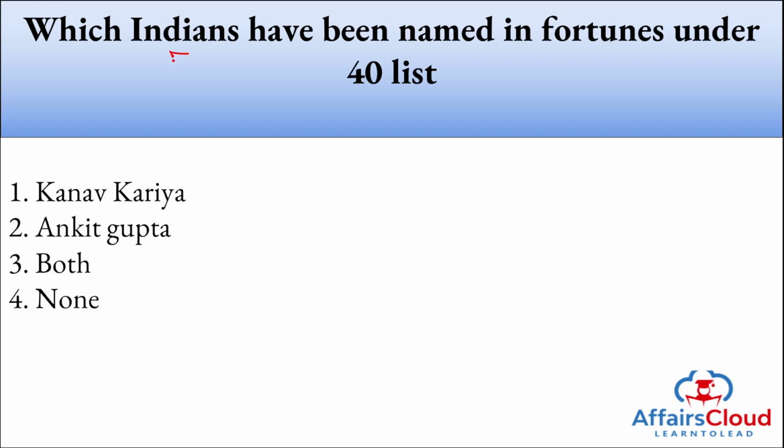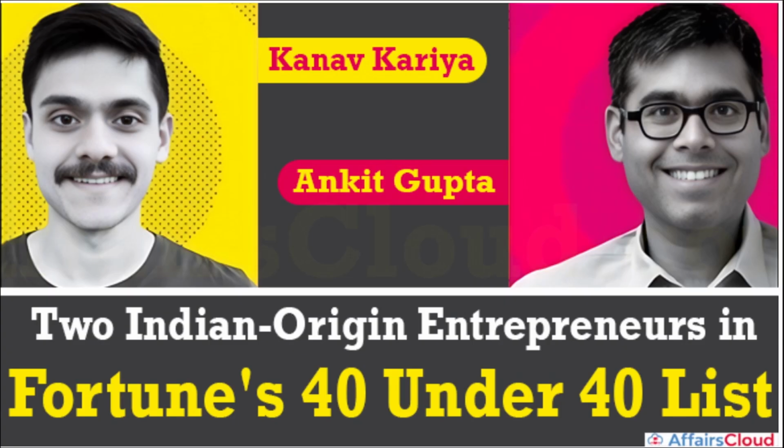Next, which Indians have been named in Fortune's 40 Under 40 list? Tell me, there are two Indian-origin entrepreneurs who were listed on the Fortune 40 Under 40 list, and they are Kanav Kariya and Ankit Gupta. So both of them have been listed under Fortune's 40 Under 40 list. As you can see them, Kanav Kariya and Ankit Gupta.